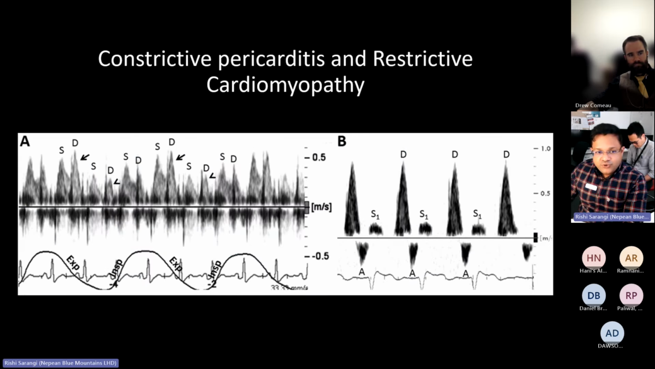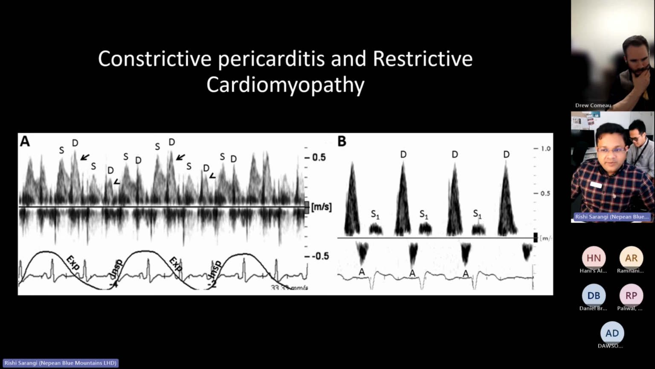It is also important to distinguish between constrictive pericarditis and restrictive cardiomyopathy. A combination of an S to D ratio of more than 0.65, coupled with respiratory variation of more than 40% in the D wave velocities from expiration to inspiration, distinguishes constrictive pericarditis from restrictive cardiomyopathy.